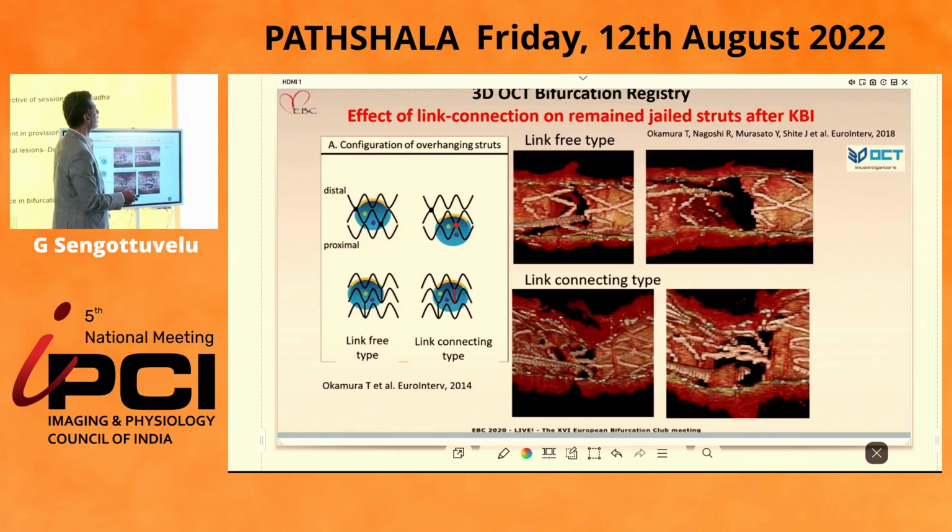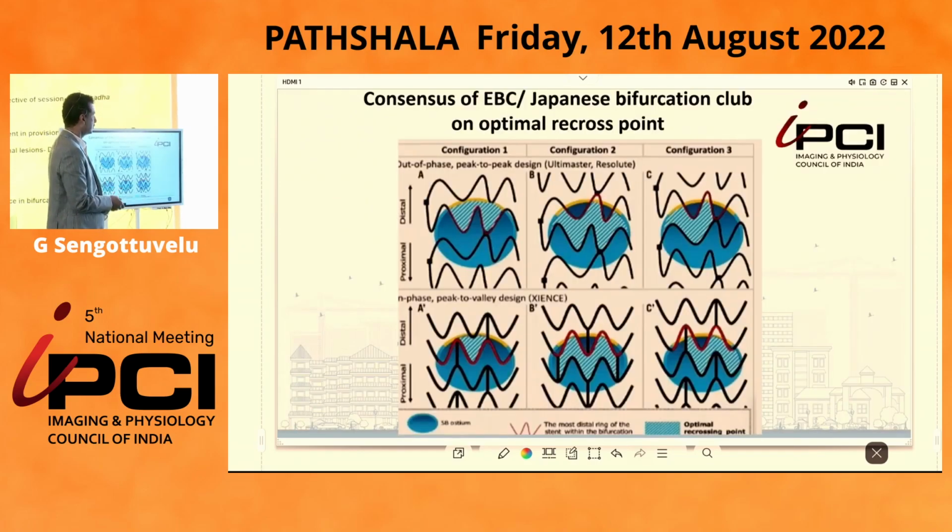As you can see in the upper image, you have a distal cross, and after kissing balloon we achieved a good lumen. Whereas distally, this is a link-connecting type, and we can see that even with the kissing balloon, a lot of struts are still protruding into the ostium. So this is a consensus of the European Bifurcation Club and the Japanese Bifurcation Club. Depending upon the stent configuration, you can see in the upper part of the image the different stent types.